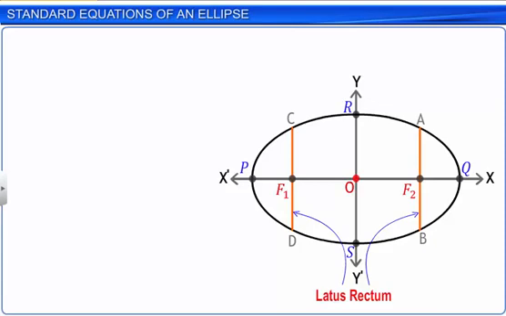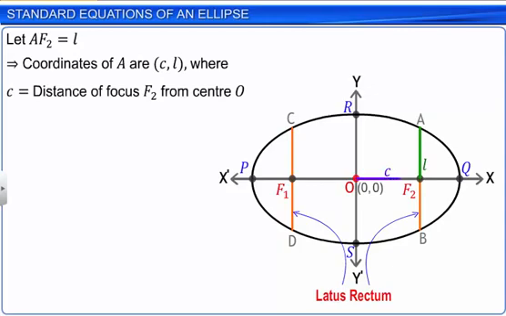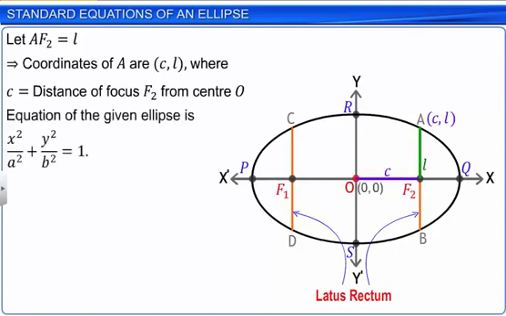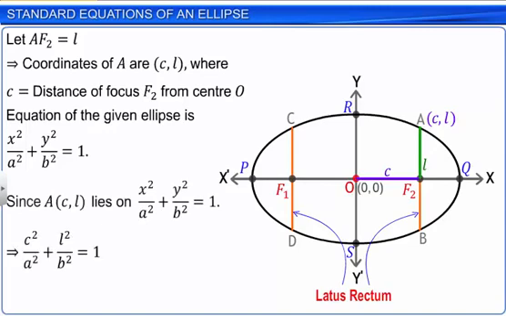Consider an ellipse with its center at the origin and the major axis along the x-axis and latus recta AB and CD. Let the length AF2 be L. If c is the distance of focus F2 from center O, the coordinates of point A are (c, L). Recall the standard equation of the ellipse with its center at the origin and the major axis along the x-axis. Since point A lies on the ellipse, its coordinates must satisfy the standard equation of the ellipse.